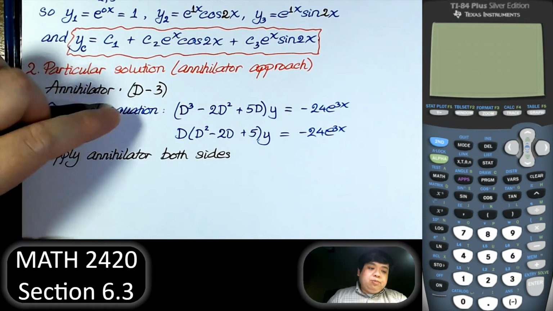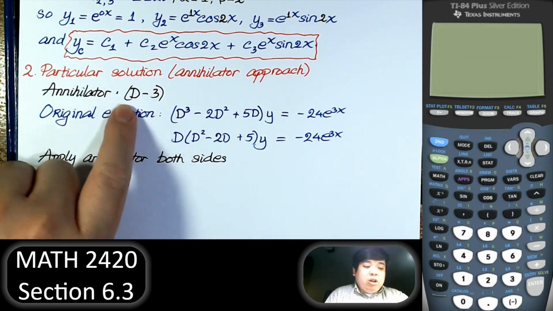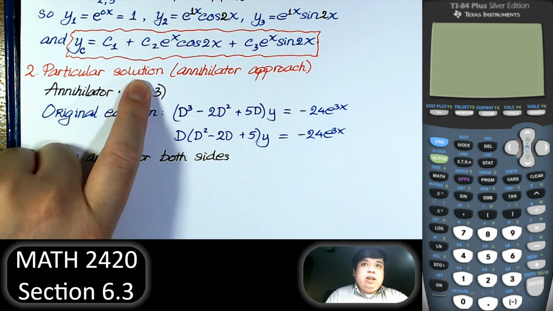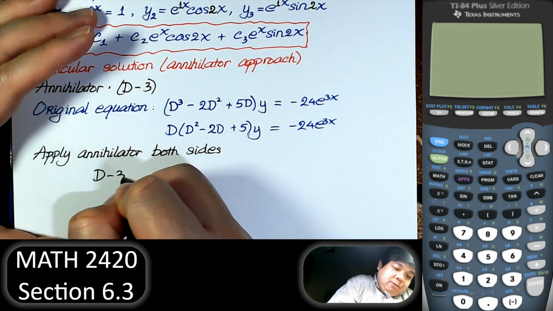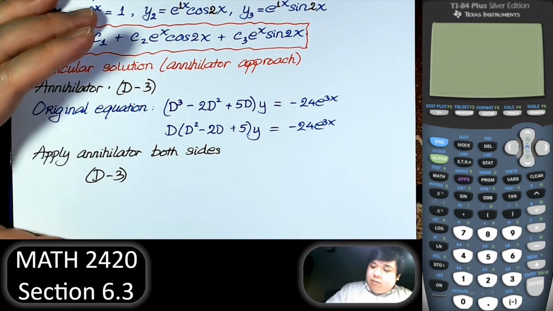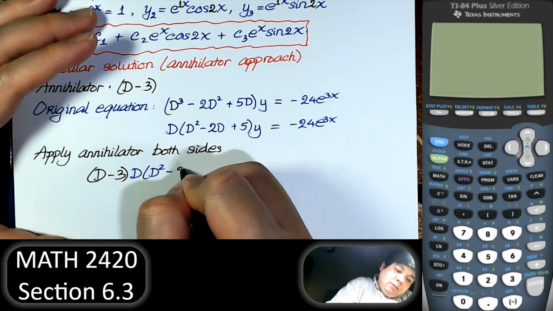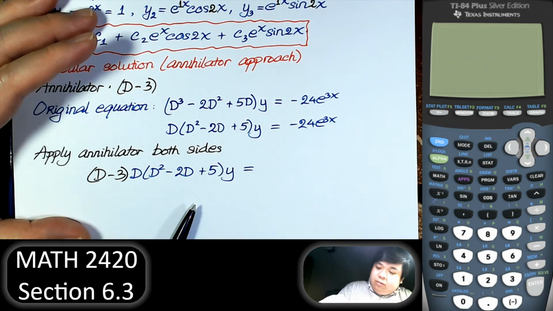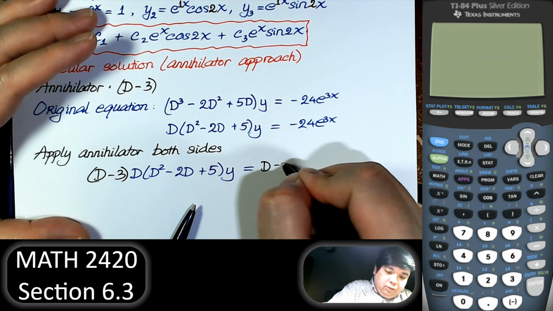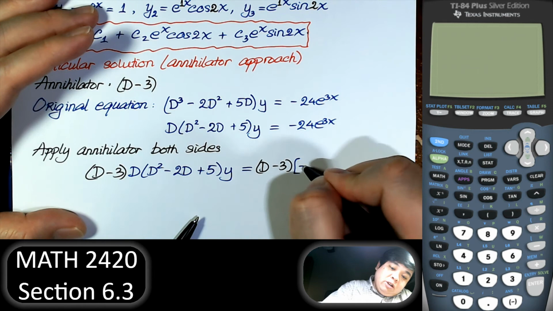And this one though, D minus 3, is completely different from this. So we know for sure the particular solution just comes from D minus 3. Right, so. Yeah, apply the annihilator on the right hand side.